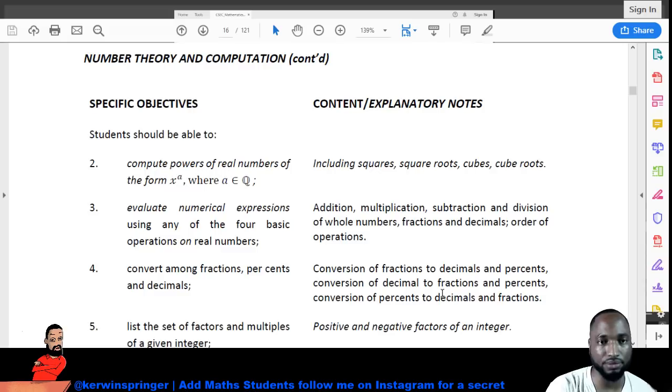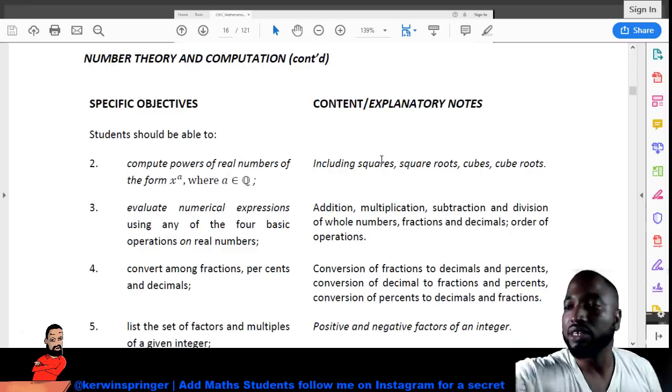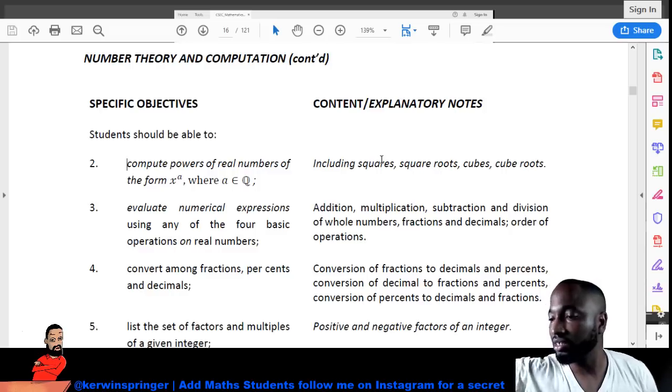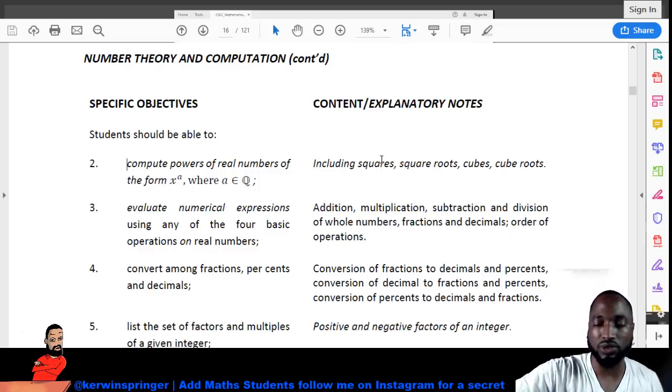Let's keep going. Number 2, compute powers. So you need to understand how to do your powers, including your square and square root. This is basically the part where you need to understand how to use a calculator. I hope I left my calculator here so we can do the questions, right?